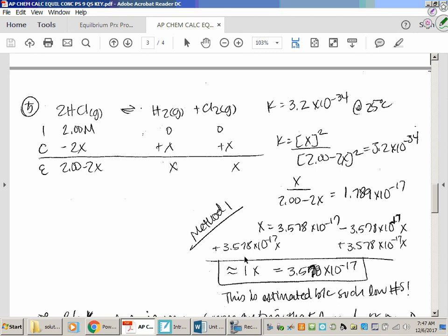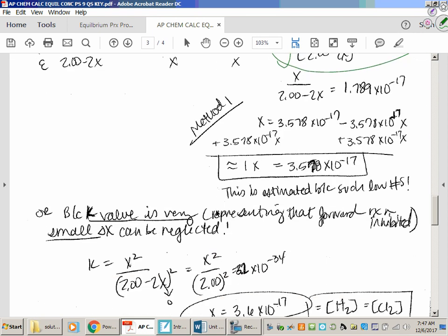The moment I see this, I'm a little scared, thinking quadratic, but then I notice it's a what? A perfect square. So then I can square root the whole thing and then simplify. So x over 2 minus 2x is equal to the square root of the K value. It takes a minute to isolate x, but I showed all my math, so it's very clear mathematically how we're isolating x. With this method, I got x to be 3.578 times 10 to the negative 17th molar. There are our units. So that's a little bit challenging.